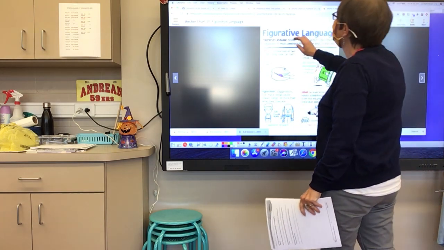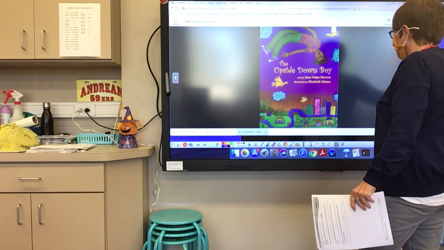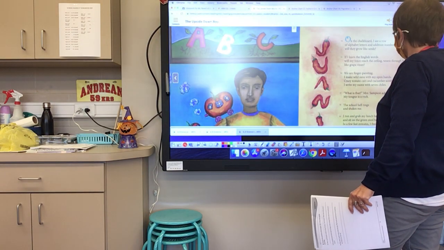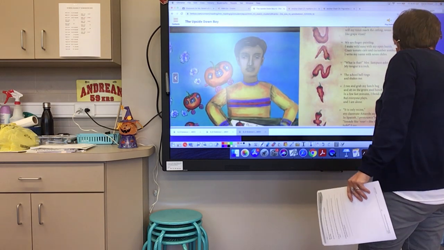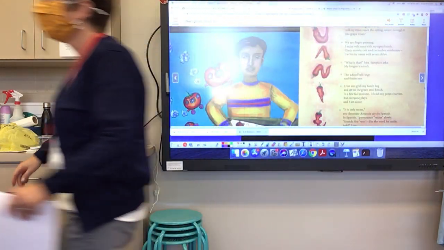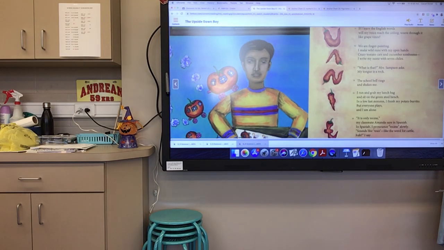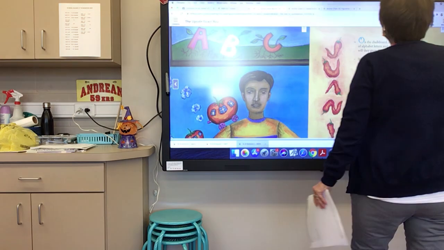So I'm going to go to that story as well. 165. So let's go to 165. Let me see if I can make that page a little bit bigger for us. Okay, so let's look at page 165, and we're going to listen to this page.